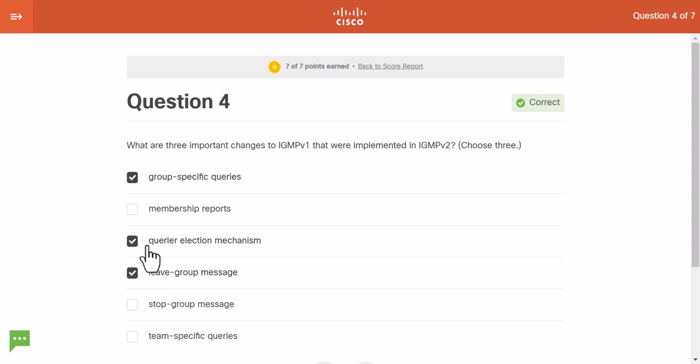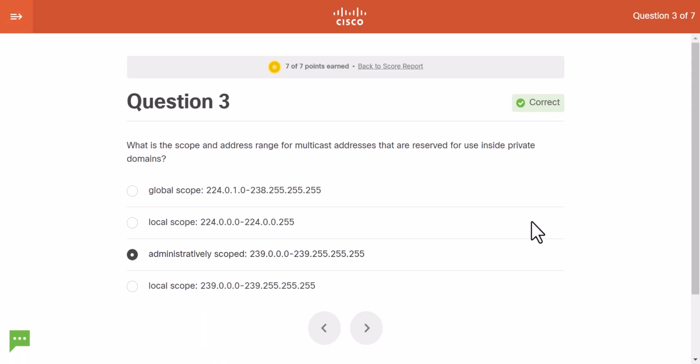And the other options here are correct, and they were correct from the very beginning. Querier election mechanism, the querier is elected, and leave group message. So these 3 options are correct. I thought I'll give a little bit more explanation on this question as well.